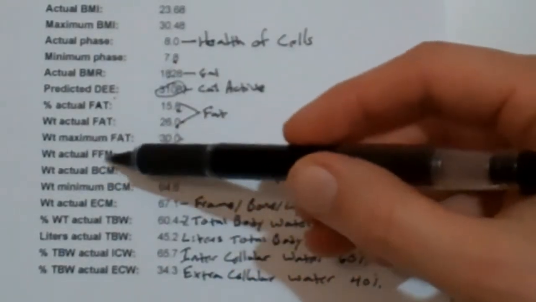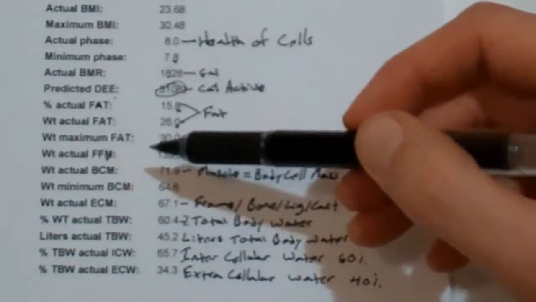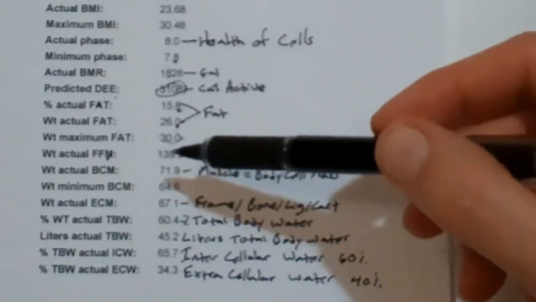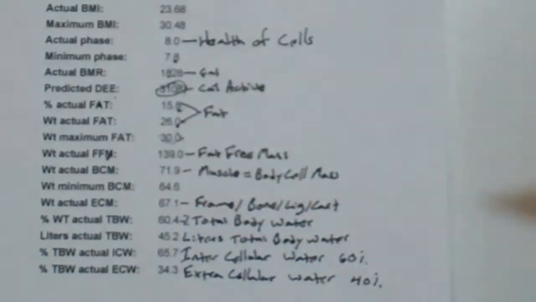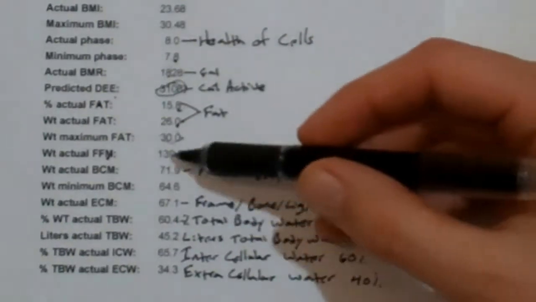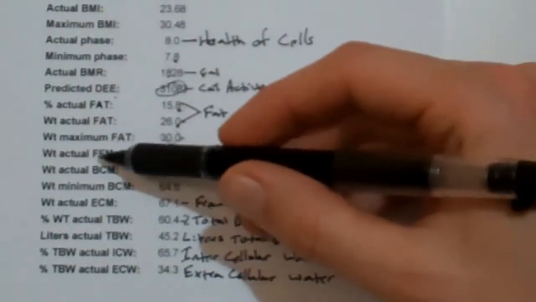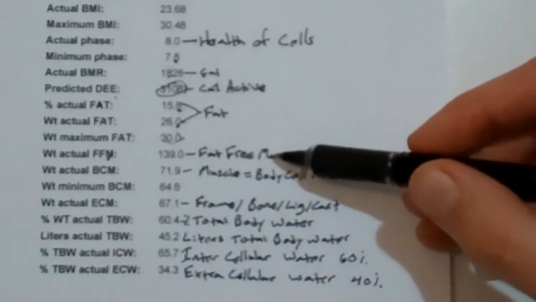Next is weight actual fat-free mass. Now this is the rest of the 165 pounds that's not fat. Okay, so muscle, organs, bones, etc. 139 pounds. So FFM stands for fat-free mass.